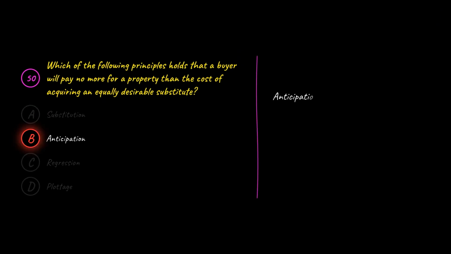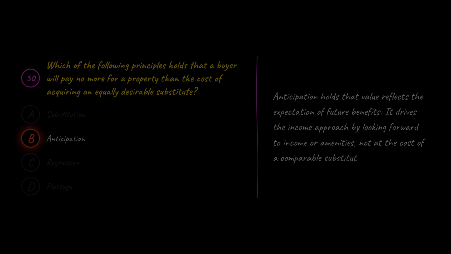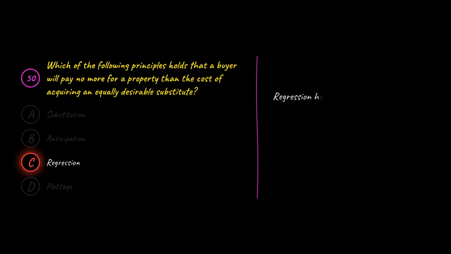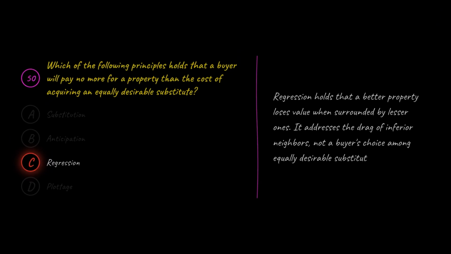B is wrong because anticipation holds that value reflects the expectation of future benefits. It drives the income approach by looking forward to income or amenities, not at the cost of a comparable substitute. C is wrong because regression holds that a better property loses value when surrounded by lesser ones. It addresses the drag of inferior neighbors, not a buyer's choice among equally desirable substitutes.